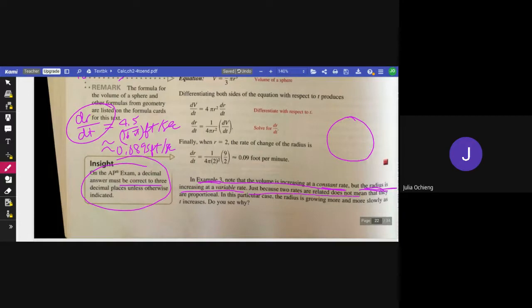Just because two rates are related does not mean that they are proportional. In this case, they are not proportional because the volume is increasing constantly, but the radius is not. In this particular case, the radius is growing more and more slowly as t increases. Do you see why? This is an increase in radius that's incredibly slow. If you think about a sphere, if it's a really small sphere, then when you put a certain amount of air in it, it's going to grow faster. But if you have a really big sphere and you add a tiny bit of air into it, it's not going to change the radius very much because the radius is already so big.